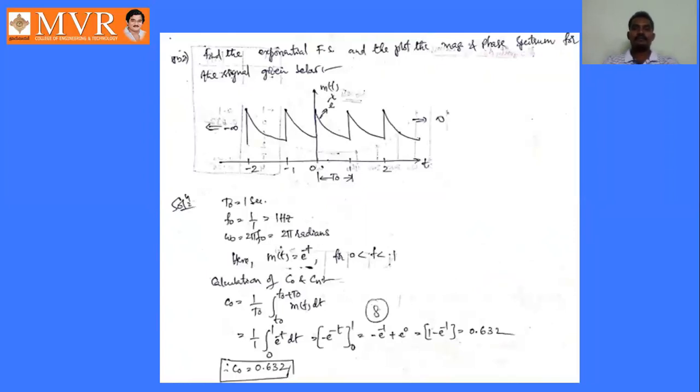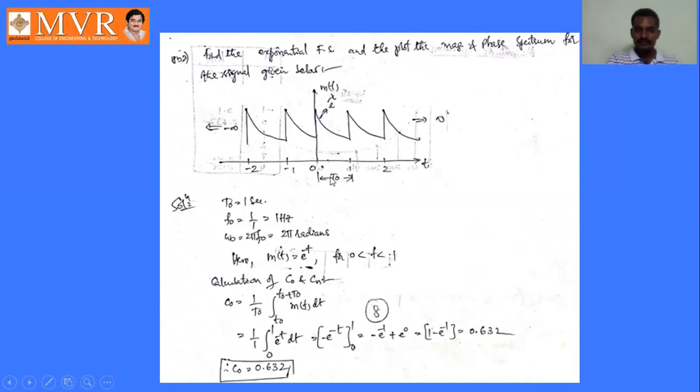See, this is the next problem. Find the exponential Fourier series and plot the magnitude and phase spectrum for the signal given below. This is the signal given. It is an exponentially decaying function. Here t naught is given as 1 second, from 0 to 1. With this 1 second fundamental time period, it will be repeated up to plus infinity and minus infinity, and its function m of t is given as e power minus t.